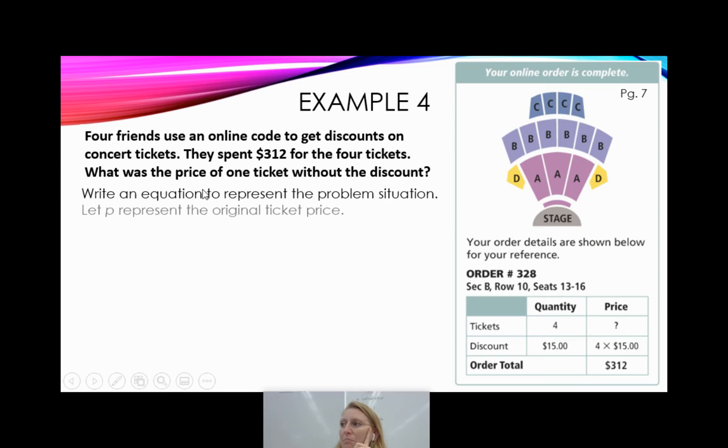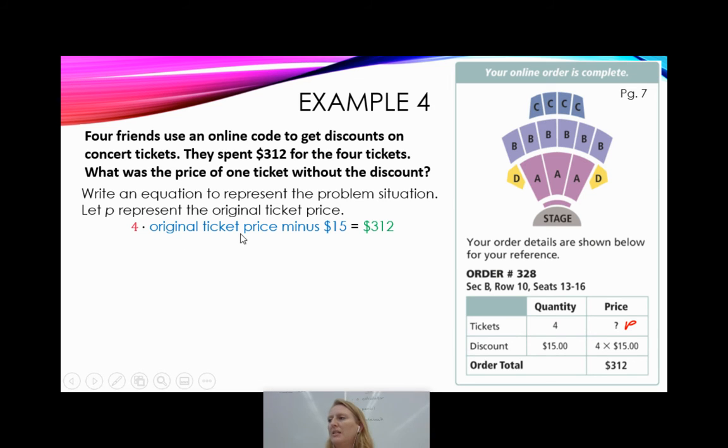So I'm going to let P represent the original ticket price, right? P for price. Sounds good. So I don't know what the price is. We're just going to put a little P there. I don't know what P is. So we did 4 tickets times the original ticket price minus 15, and that equals $312, right?